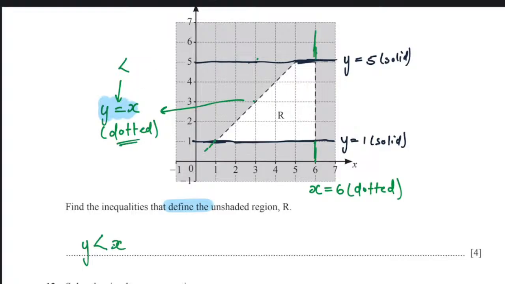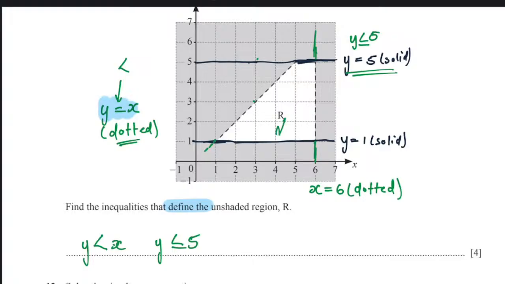So there's y equal to x as one inequality. Now we go to this one, y equal to 5. The unshaded region, is it below or above? It is below this line. So we are also making y less than, but it's less than what? 5. And because it's solid, you put or equal to. So you have another one, y less than or equal to 5. Why did you put or equal, say? Because the line which they gave us was a solid line.